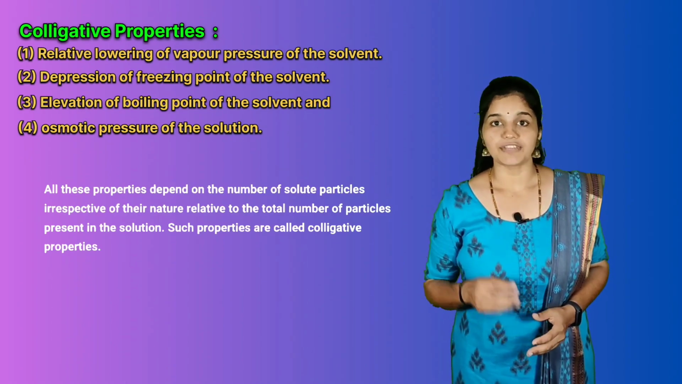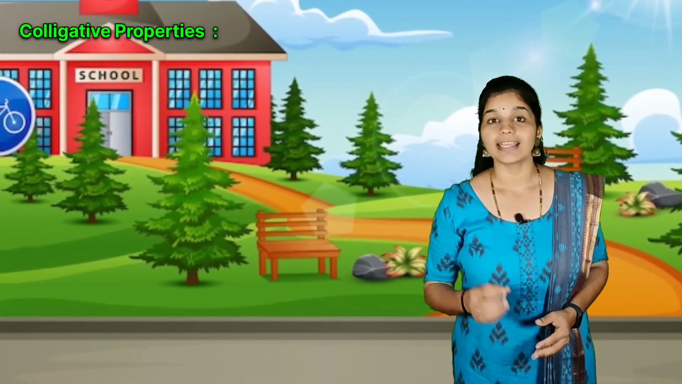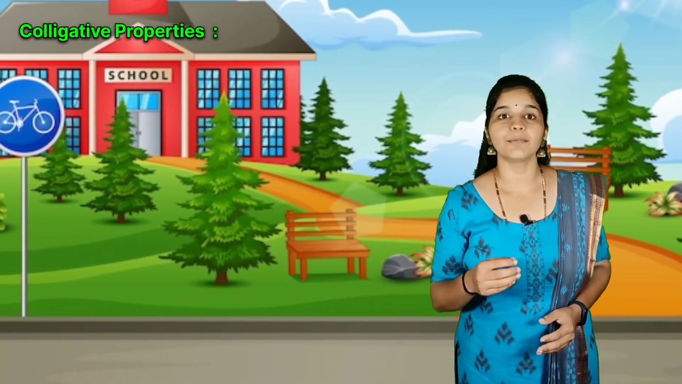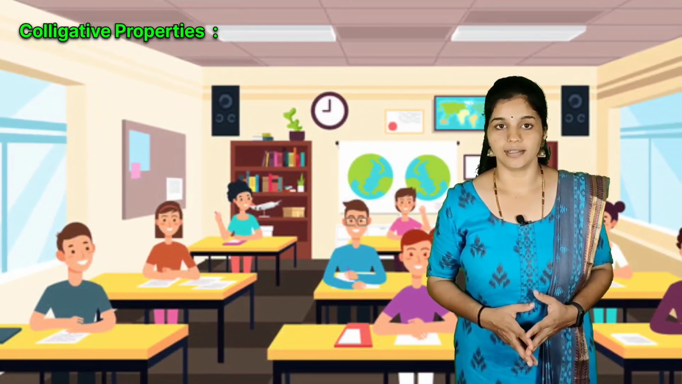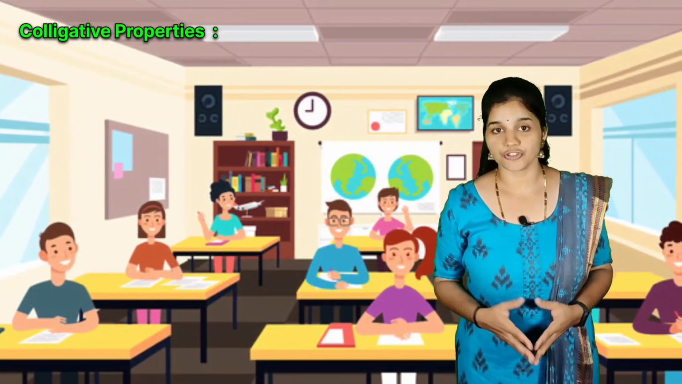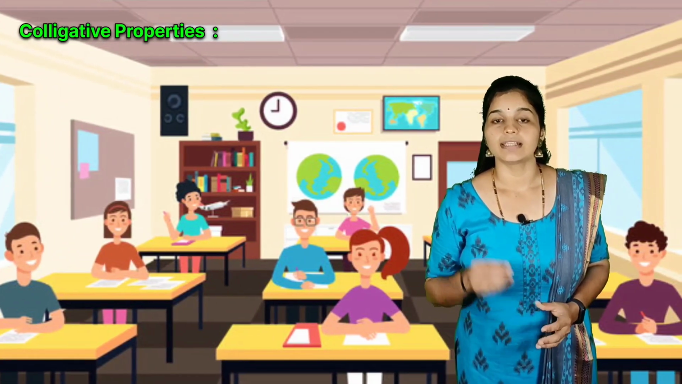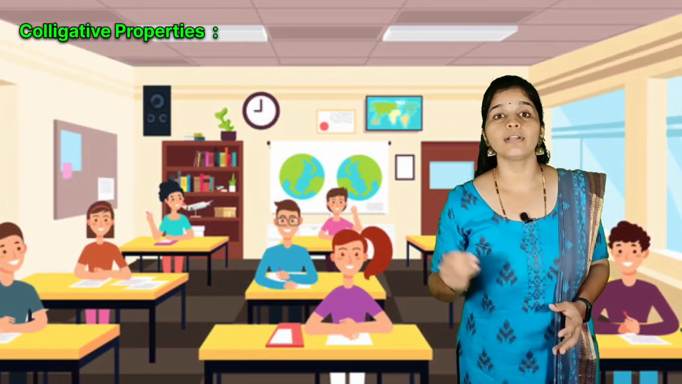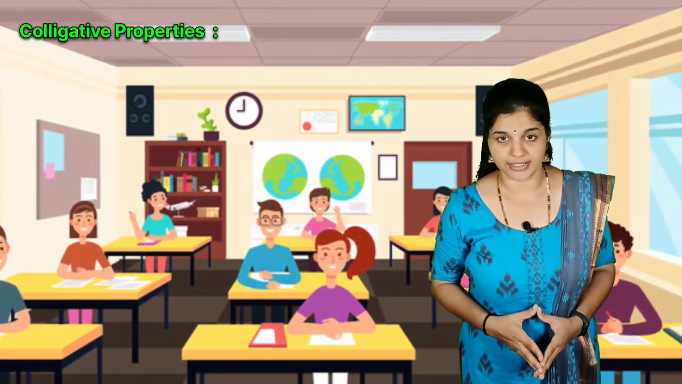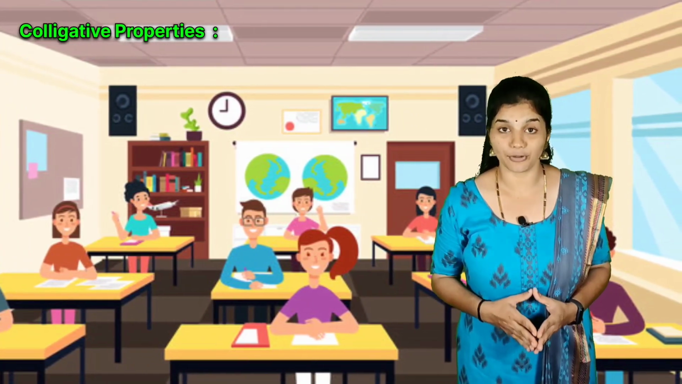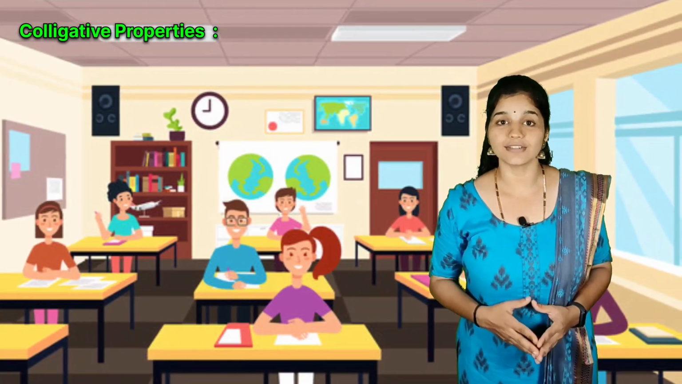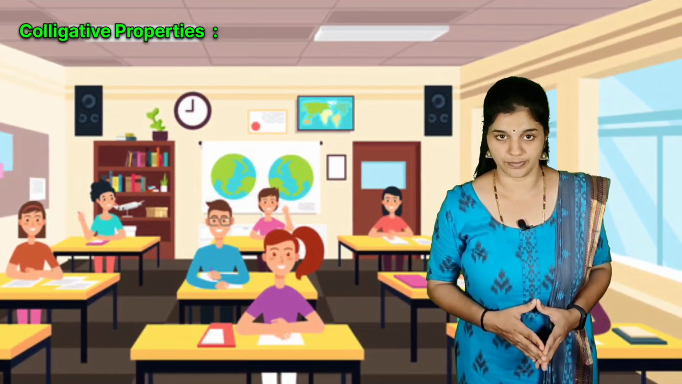As an example, if I speak about the strength of students in a school, it depends only on the number of students studying in that school. Whether a student is a boy or a girl, whether the student is tall or short, does not affect the strength of the school. Strength of the school depends only on the number of students and it does not depend on the nature of students who are studying in that school.